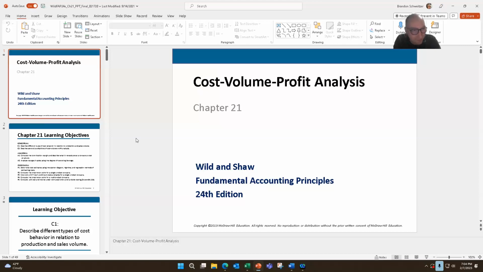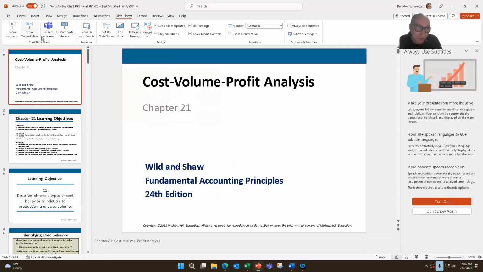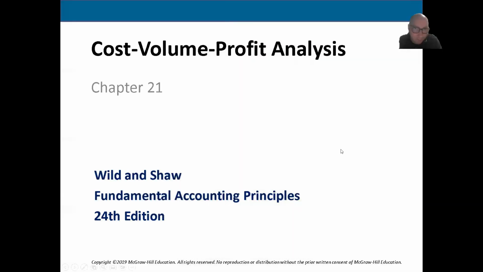We're close. So let's talk about cost, volume, profit analysis, which includes things like break even. We're going to talk about cost behaviors, how to change cost, what to do when we have changes in sales price, etc. And that's what cost, volume, profit analysis is all about. So let's talk about it.